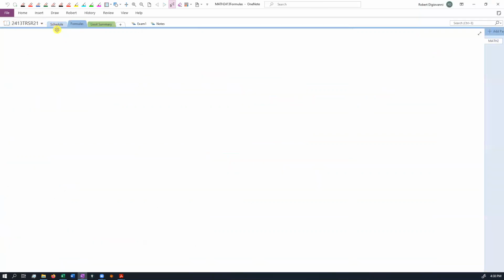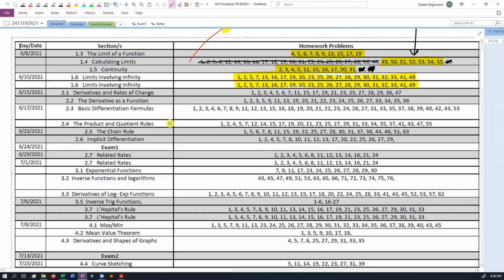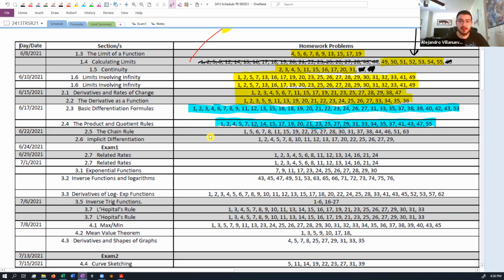As far as the homework is concerned, you should pretty much try everything from 2.3 and 2.4. We've done the basic differentiation formulas. We did the product and quotient rule. Now it's just a matter of practicing. I would definitely work on preparing for the exam. The review is one thing, but you should be comfortable with everything. So everything in blue there, you should try and work on over the weekend. Okay. Yeah.